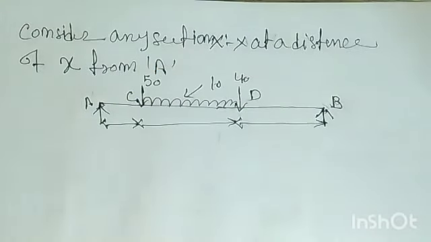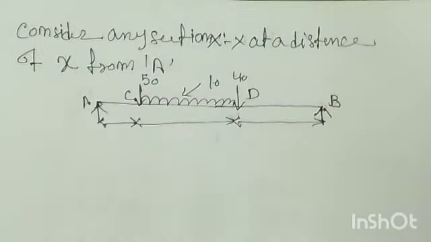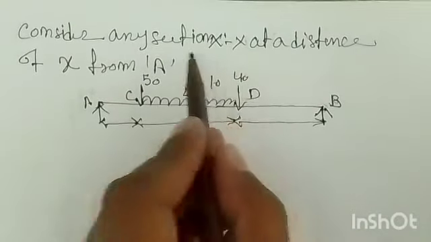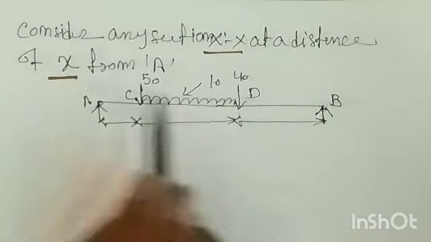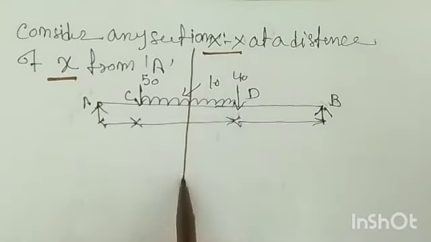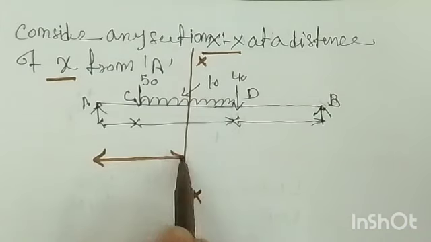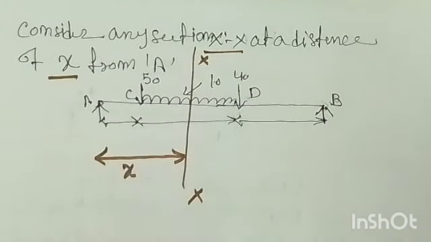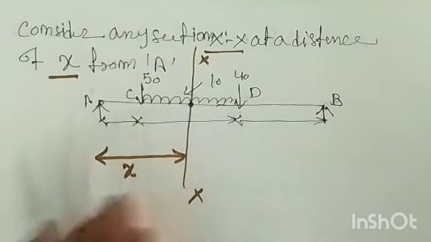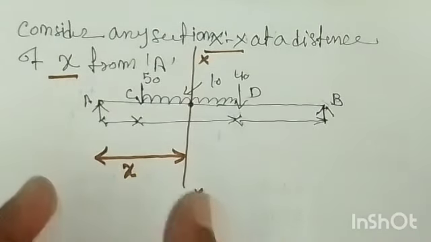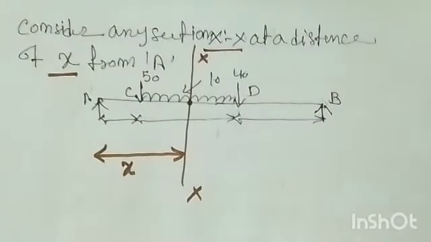Now, what I told you is that the shear force becomes 0 between C and D. So we are considering any section XX at a distance of X from A. This is the section, and the distance between A and XX is X. Here the shear force becomes 0, but at what length? Whatever the value of X, that is the position of that point.